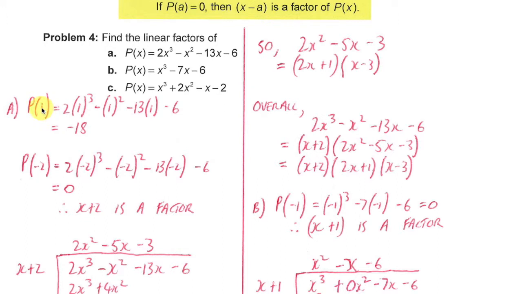So firstly, I'm substituting 1 into it. And you can see it produces negative 18. I then substitute negative 2 into the polynomial, and it produces 0. Therefore, I can say that x plus 2 must be a factor of this polynomial. That is, when we take this cubic and divide it by x plus 2, there is no remainder.